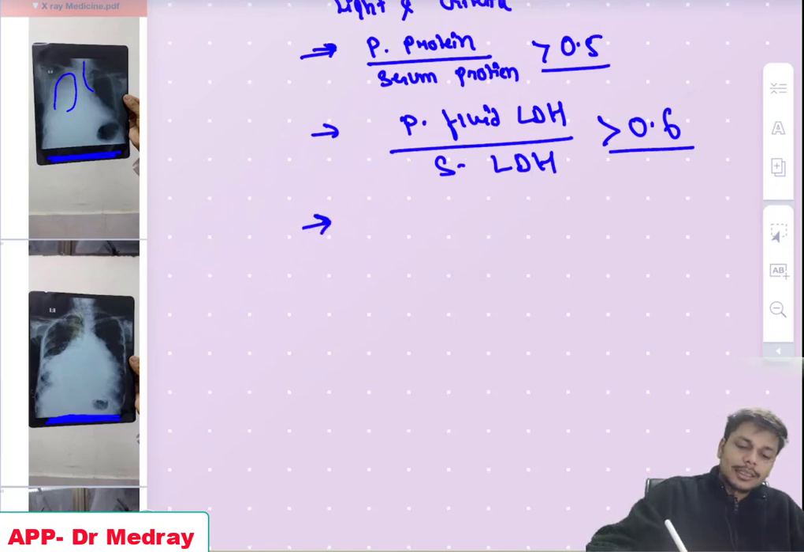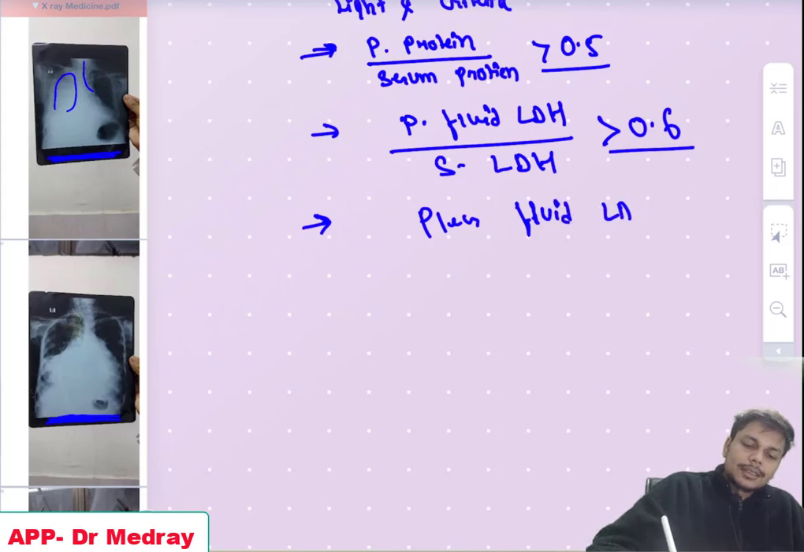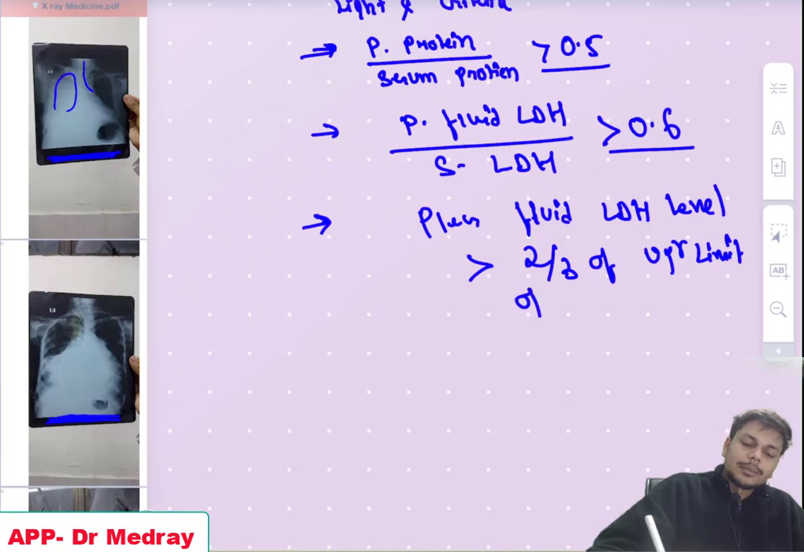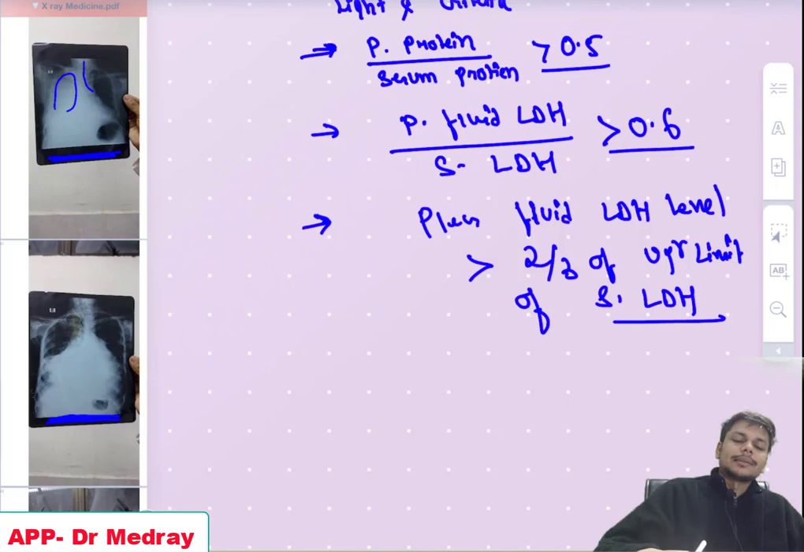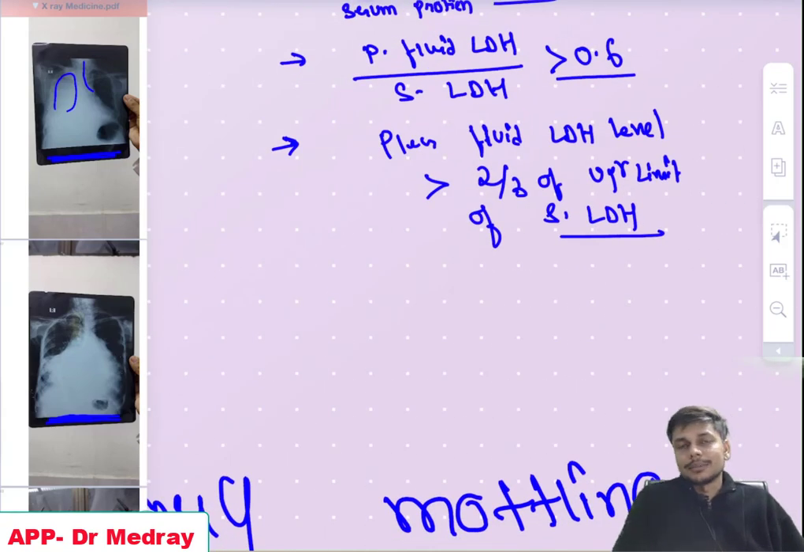Or we check for the serum or the pleural fluid LDH level. If the pleural fluid LDH level is more than 2/3 of the upper limit of normal serum LDH. So if the pleural fluid level is more than 2/3 of the upper limit of normal serum LDH, pleural fluid LDH.